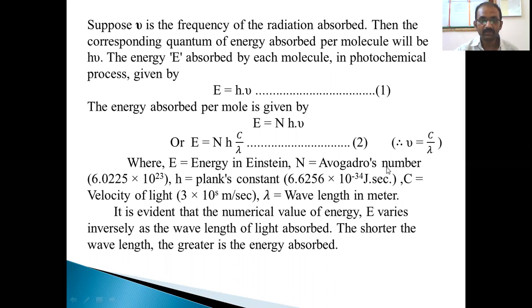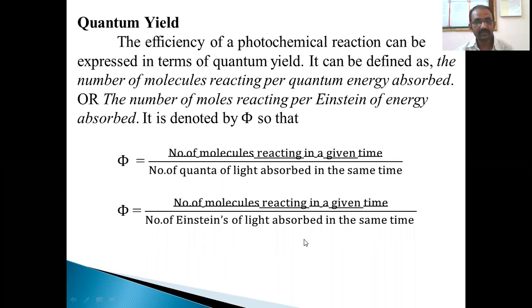N is the Avogadro number, h is the Planck constant, c is the velocity of light, and lambda is the wavelength of light. It is evident that the numerical value of energy E varies inversely as the wavelength of the light absorbed. Here, these are E and lambda, meaning they are inversely proportional. Therefore, it says that the shorter the wavelength, the greater is the energy absorbed. Okay, that completes the Stark-Einstein law.